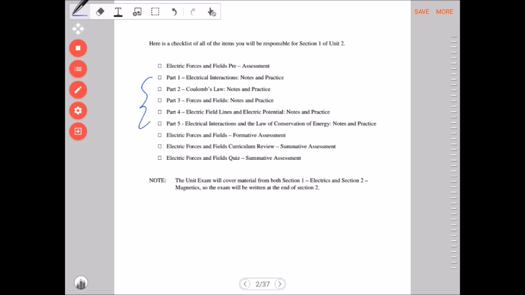Then we have Coulomb's law, forces and fields, electric field lines, electrical interactions. And then, of course, as always, after you've done the 5 videos and the practice for them, we'll have a formative assessment, so that's the one that's not for marks. Then we'll have a curriculum review, which is like the unit or the section assignment, so that is for marks. And then you'll have an electric forces and fields quiz. Remember there are 2 sections to this unit, so the unit exam will cover both of those sections, and that will be written at the end of section number 2.